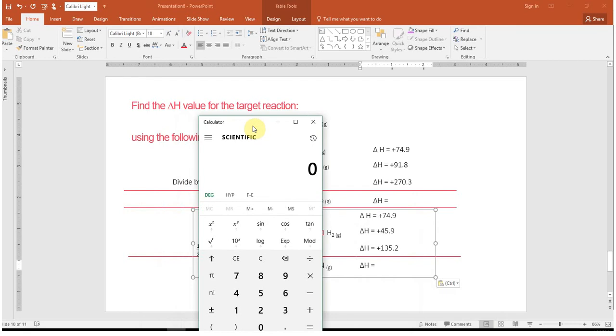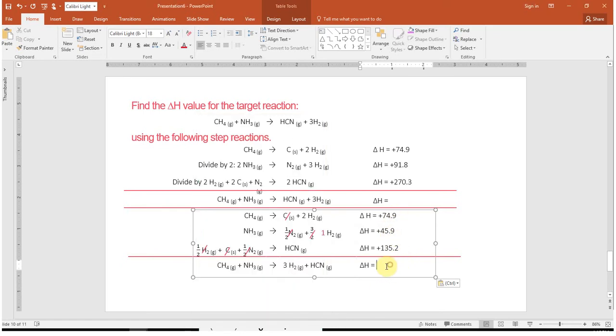So 74.9 plus 45.9 plus 135.2 is 256. Sig figs should go all the way to one decimal place because that is what is limited here. So this is actually plus 256.0. Okay?